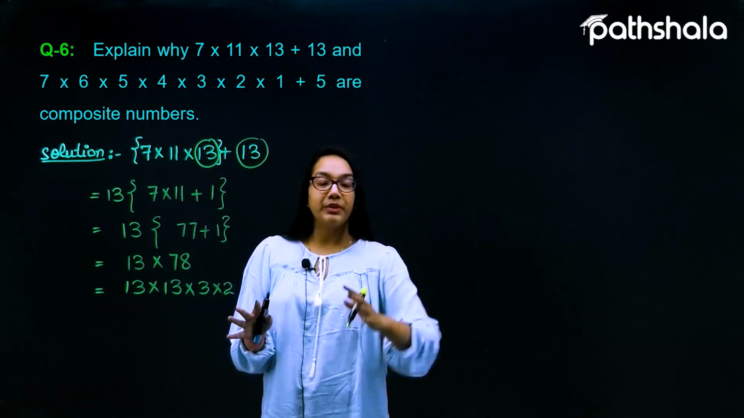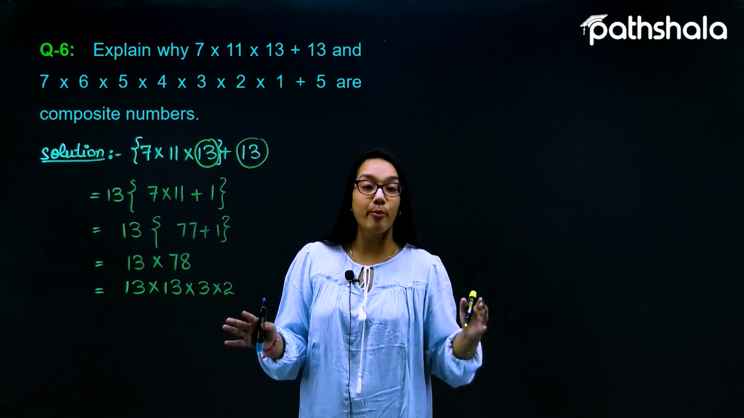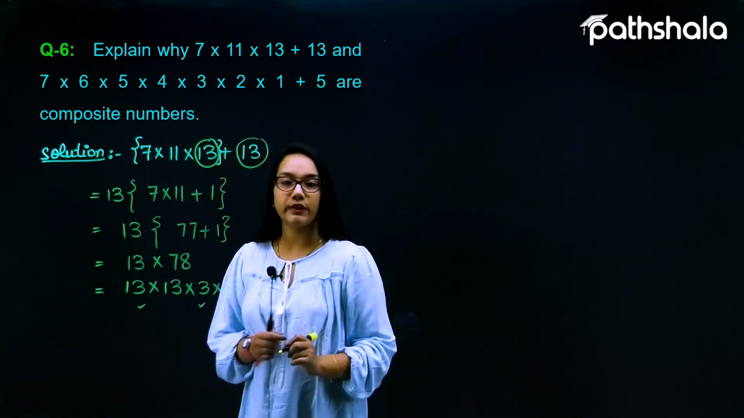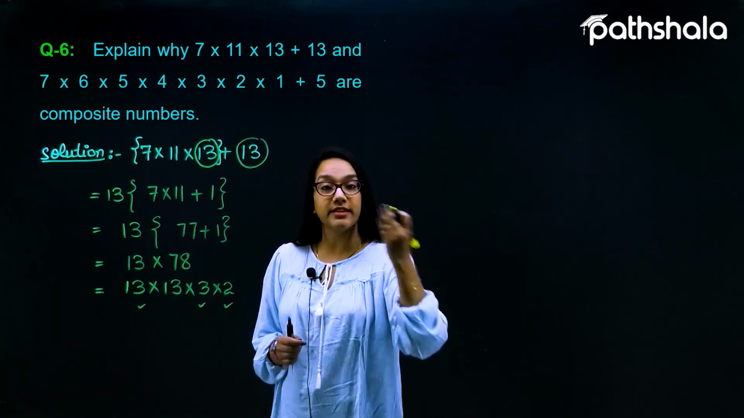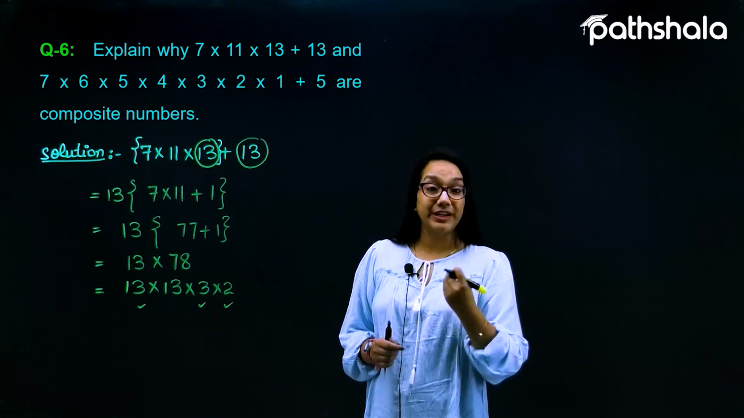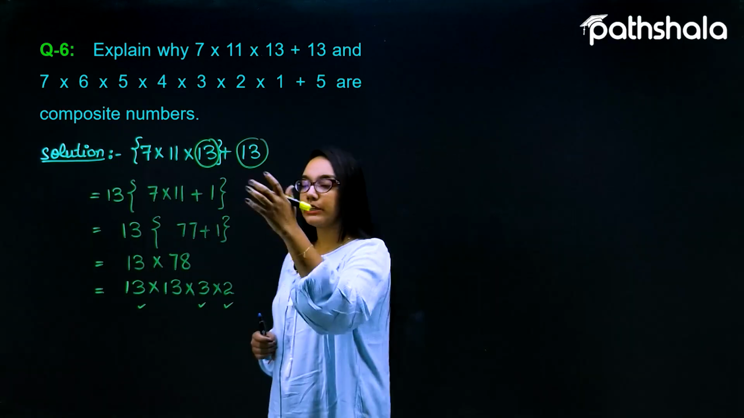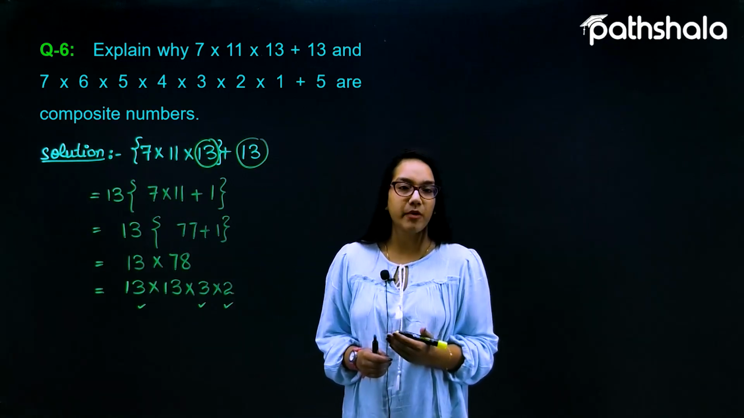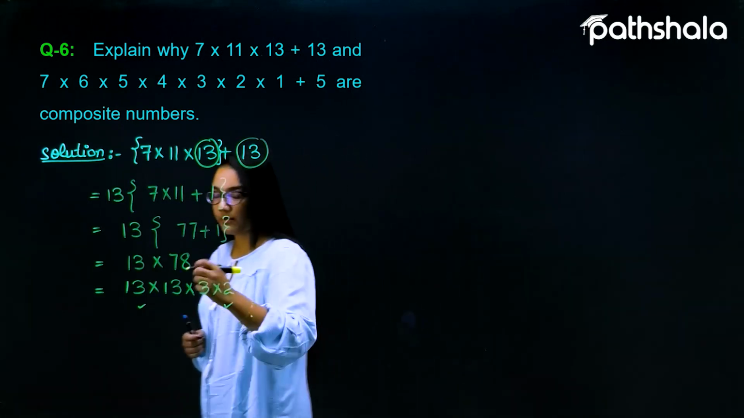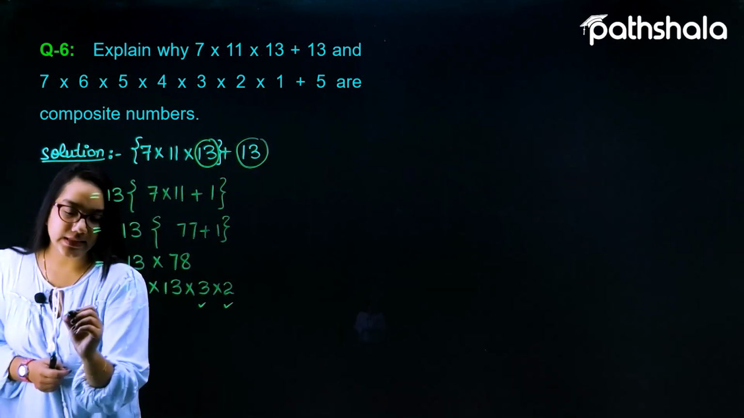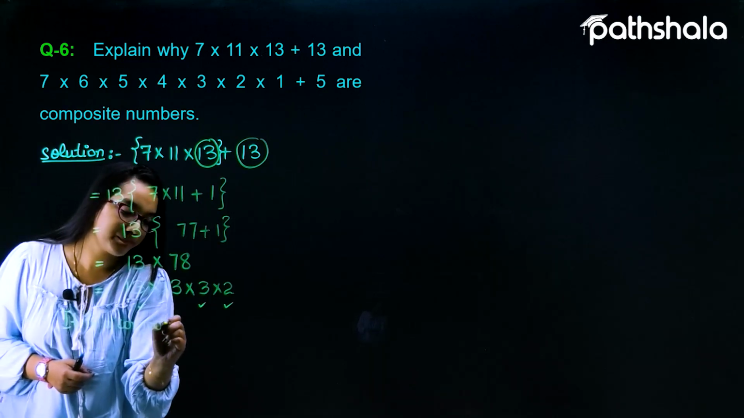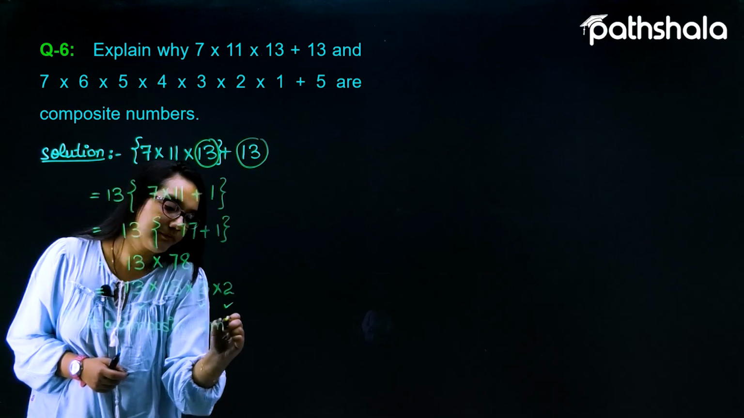Obviously this number has more than two factors, because 13 is a factor of this number, 3 is a factor, 2 is a factor, 1 is a factor, and the number itself is a factor of itself. So it has more than two factors. Any number which has more than two factors is definitely a composite number. So what will be our answer? Yes, it is a composite number.